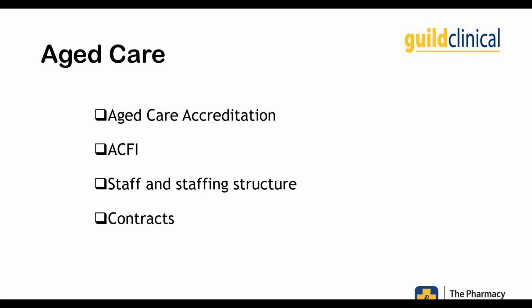Contracts are another thing that we need to talk about. You may be aware that RMMR and QUM both need a contract between the person providing the service and the facility. So it's possible that there will be a contract for dispensing, one for RMMR, one for QUM, and all services could be with different entities.